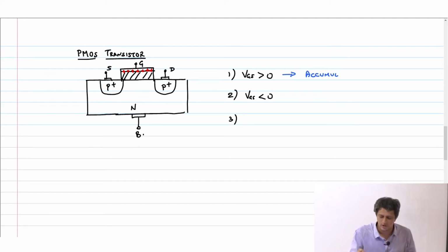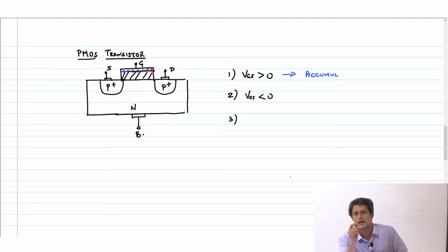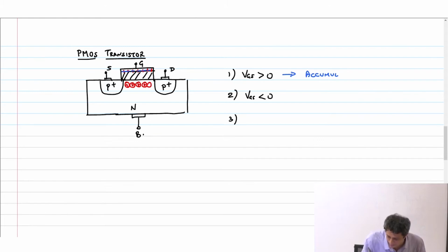So the interesting region of operation is when all these positive charges become negative, where VGS is going to be negative, and therefore I start depleting the channel, which means I am going to drive away electrons and leave behind immobile positive charges like this.